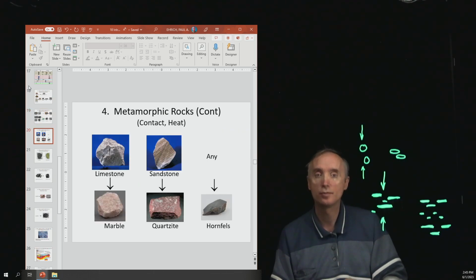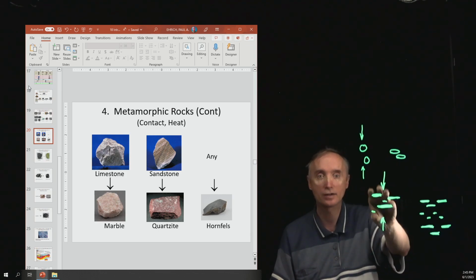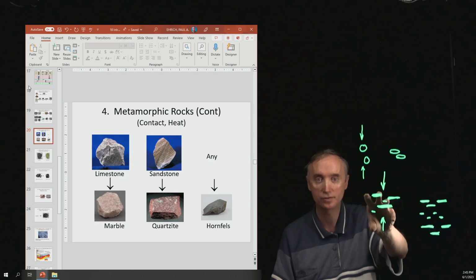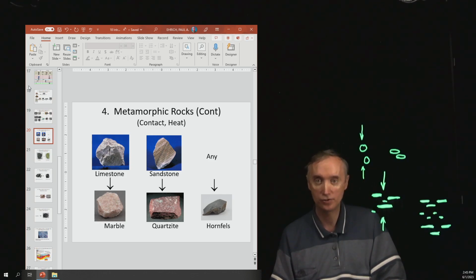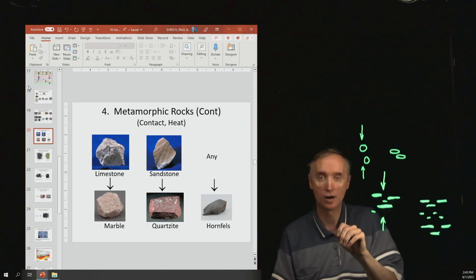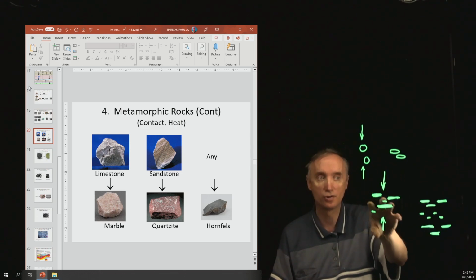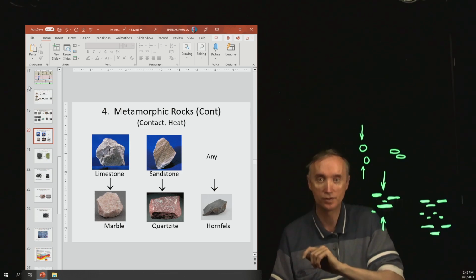Okay, now let's talk about contact metamorphism. So notice that this time it's only heat that is going to be causing the metamorphism. So there's not going to be any directed pressure acting on it, no directed stress, and so therefore there's not going to be foliation. So notice that these contact metamorphic rocks have no foliation. So the regional ones did, but the contact ones don't.